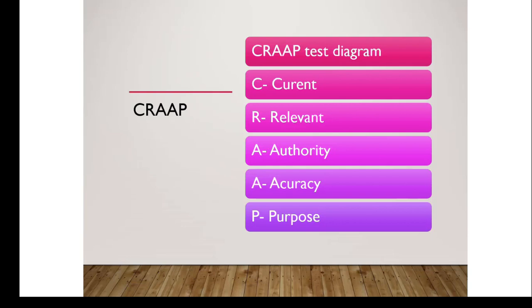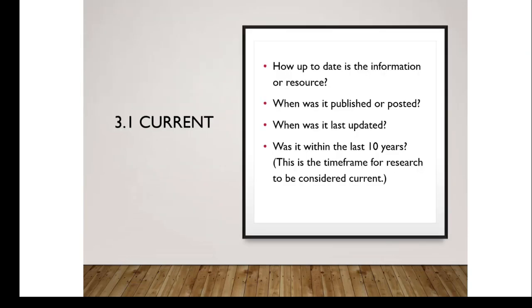The first step is current. The second step is relevant. The third step is authority. Then we have accuracy and we have purpose. Let's look at these steps. Current. When you take an article, the first thing you want to do is check, is it up to date? With most academic writing, lecturers don't want you to use sources that are more than 10 years old.